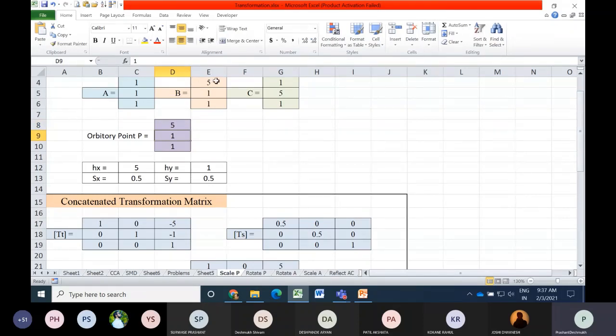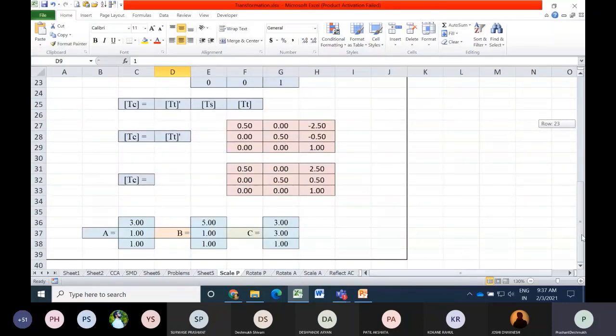So 5 1 is nothing but the coordinates of point B. So B point will be there only. 5 1. With respect to this, these are the new coordinates. Okay.